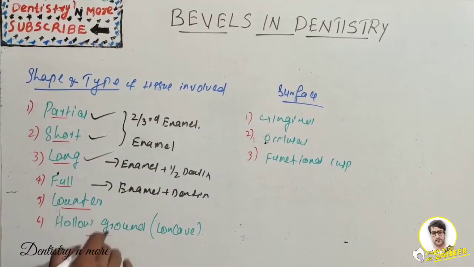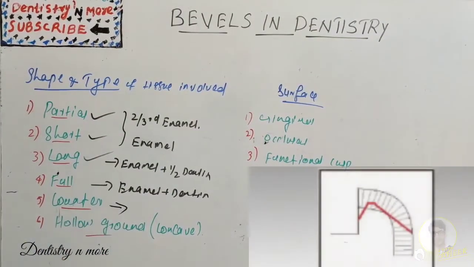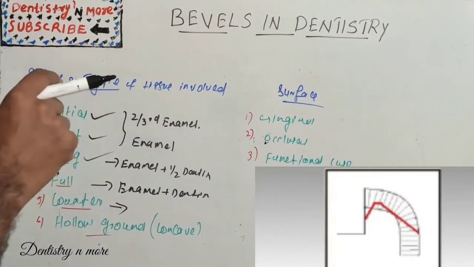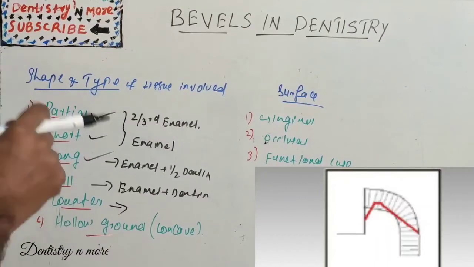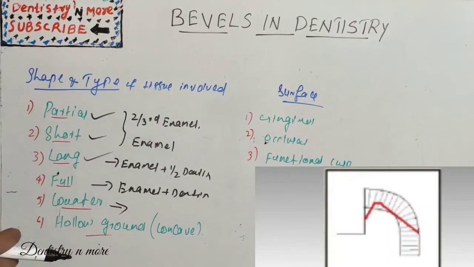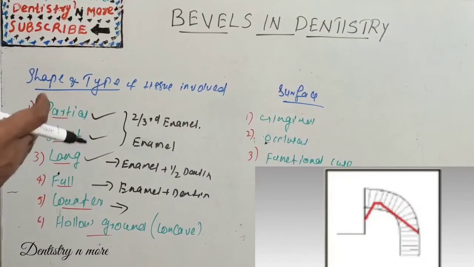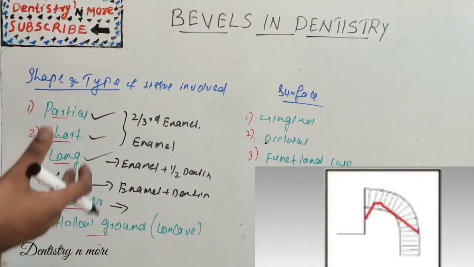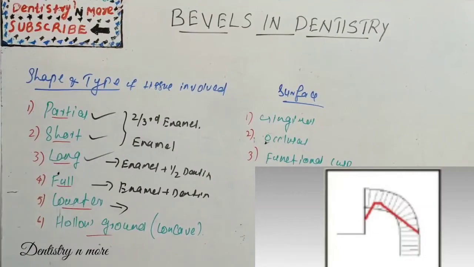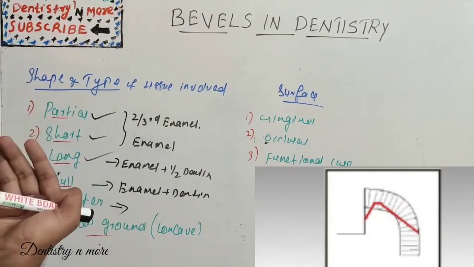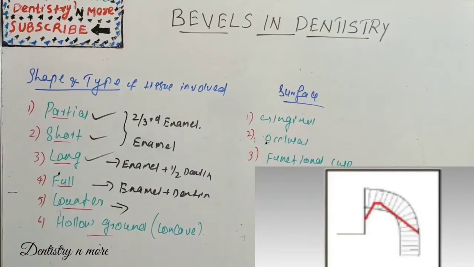Now we have the counter bevel. You can see the picture. When capping cusps to protect and support them, this type of bevel is used, which is opposite to an axial cavity wall on the facial or lingual surface of the tooth, which will have a gingival inclination facially or lingually. So that is the counter bevel, in order to protect the cusp.